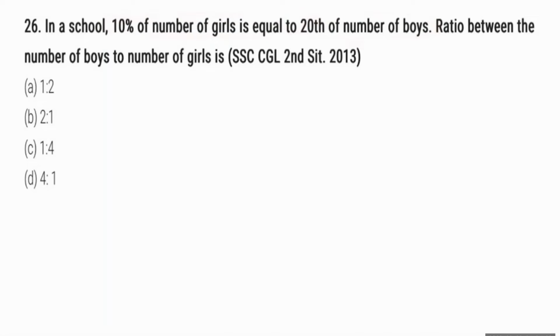Let the number of boys be x and the number of girls be y. 10% of the number of girls is 10% of y, which is equal to 20th of the number of boys. 20th means 1 by 20. So 20% is 1 by 20, 1 by 20th.